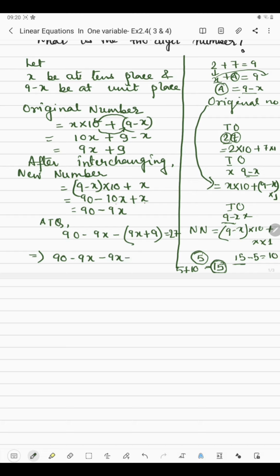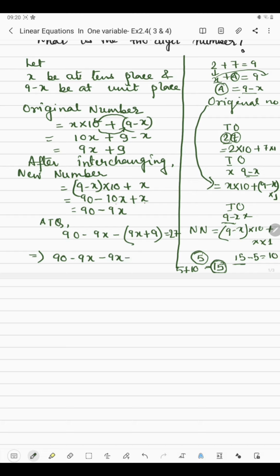So what will be the value of x? It will be minus 54 divided by minus 18. Now we'll cancel the minus sign. Now 18 ones are 18, 18 threes are 54. So the value of x will be 3.